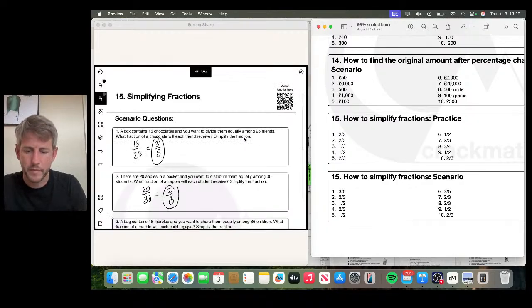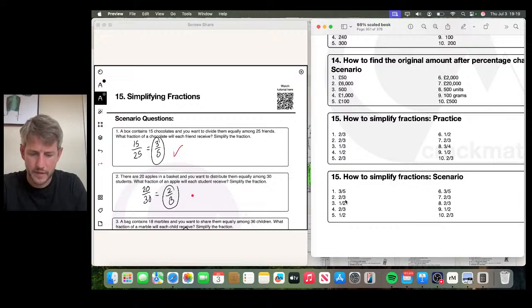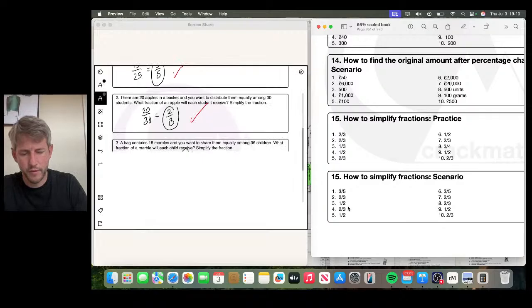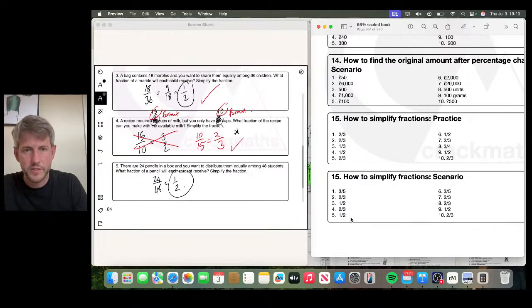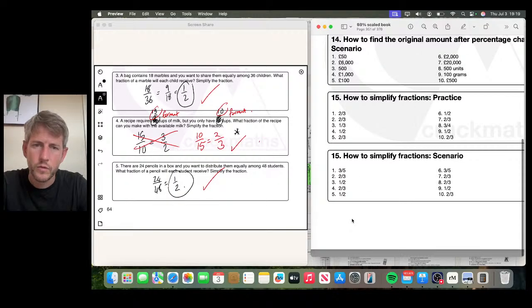Okay, so anyway, question 1 is 3/5. Question 2 is 2/3. Question 3 is a half. Question 4 is 2/3, and that's been changed. Question 5 is a half.